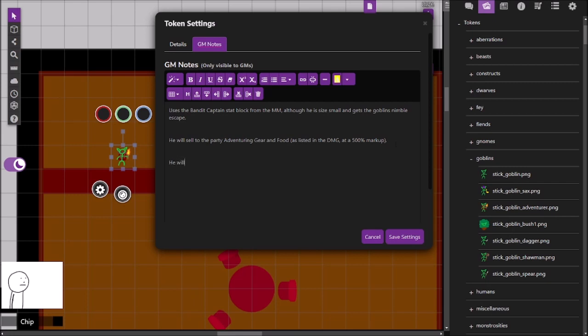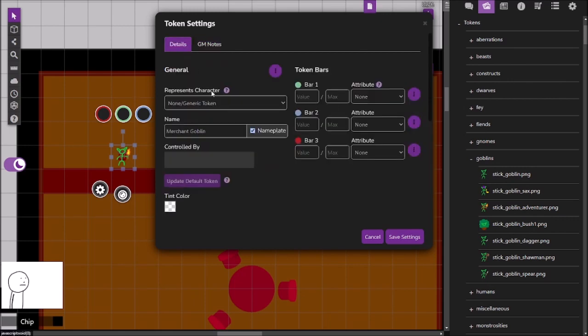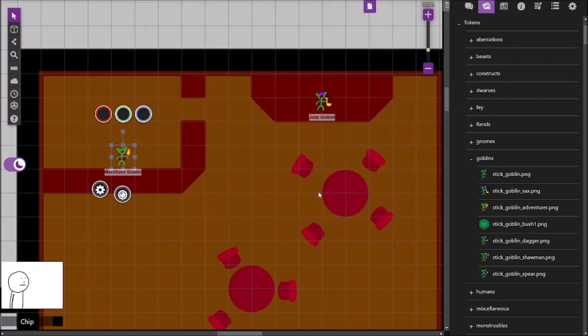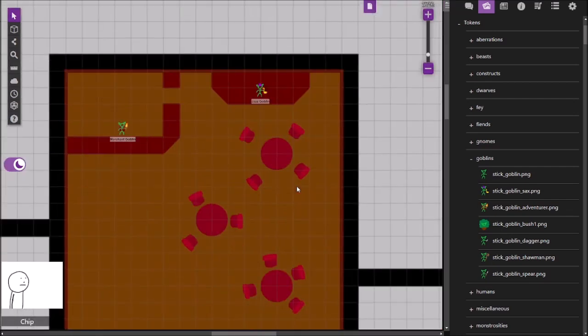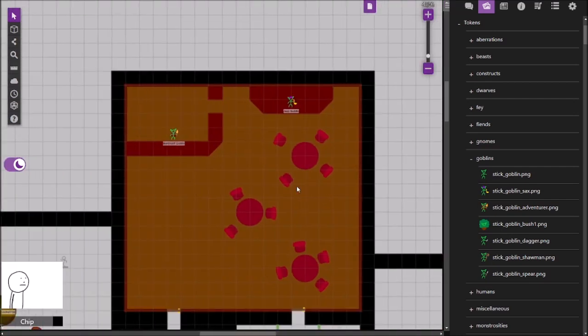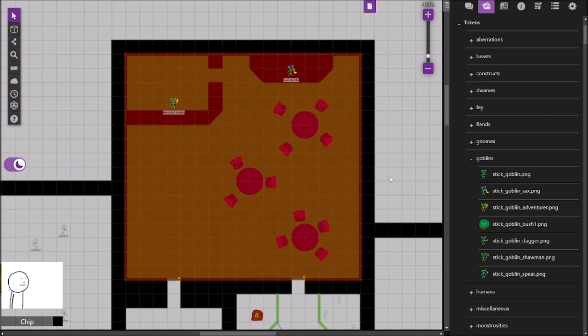He will also buy it for only 40% of their value. So he just buys it low and then sells it high. Which, I mean, you're set up in a dungeon. No other place really sells anything. Although he's probably going to reoccur, because I like reoccurring creatures in this dungeon.